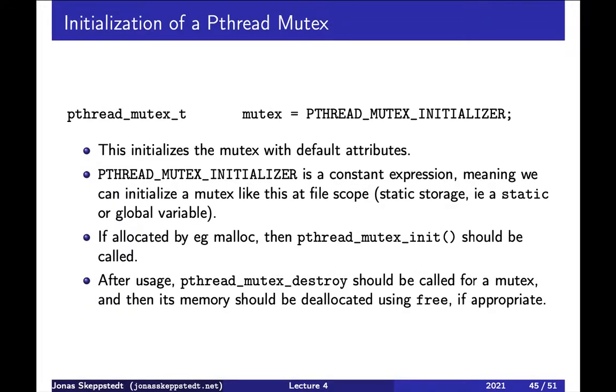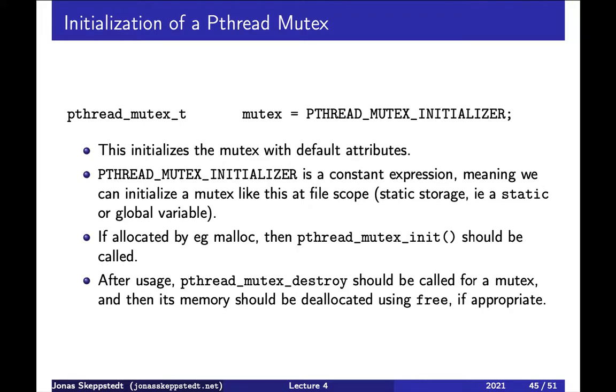To initialize a Pthread mutex, we may either use an assignment like this when we define the variable, or we use pthread_mutex_init. And this function is used when the memory for the mutex is from malloc or calloc. And this one can be used if we allocate the mutex on the stack, or as a global variable, for instance.